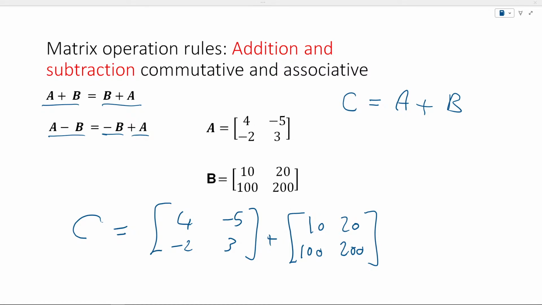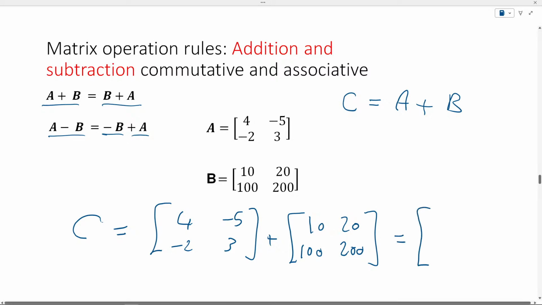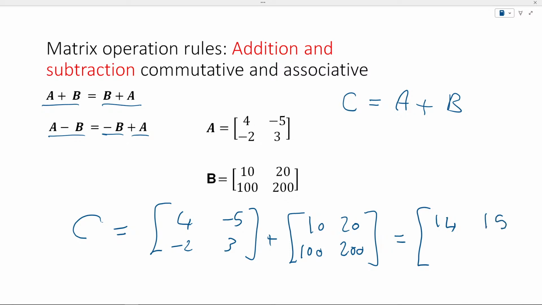So can we do this? Yeah, that would be 4 plus 10, that's 14. Negative 5 plus 20, that is 15. Negative 2 plus 100, that is 98. And 3 plus 200, that is 203. So basically, that is how I was able to find C.